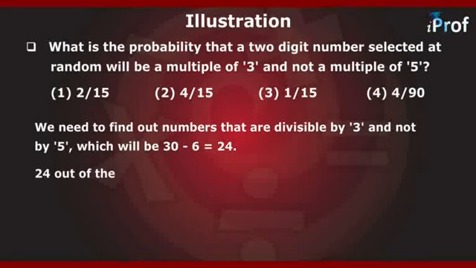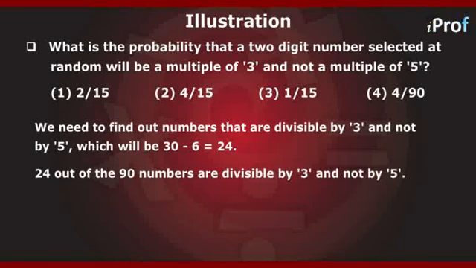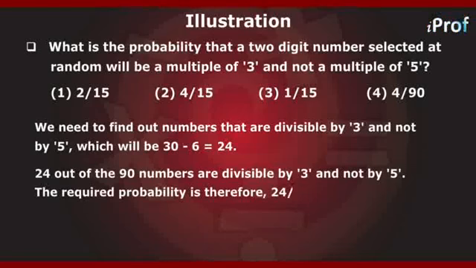So 24 out of the 90 numbers are divisible by 3 and not by 5. Therefore, the required probability is 24 by 90, which gives 4 by 15. And hence, the correct alternative is option 2.